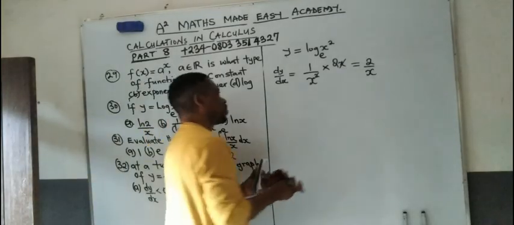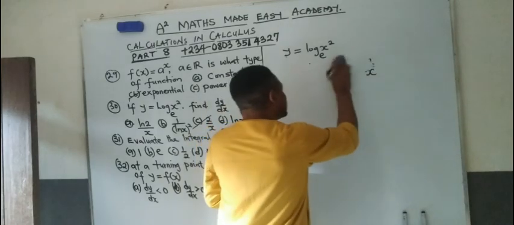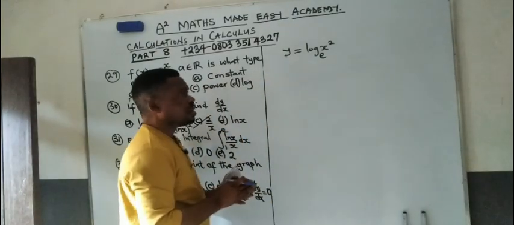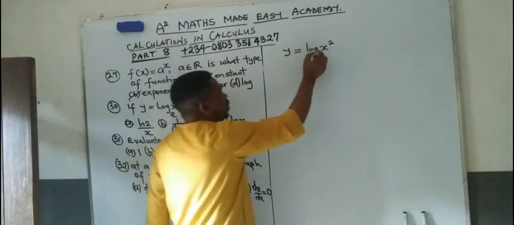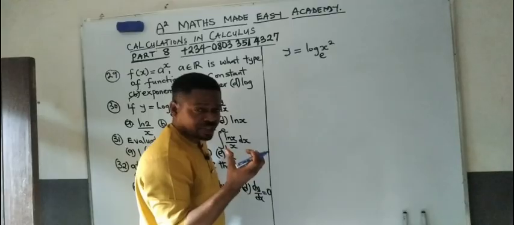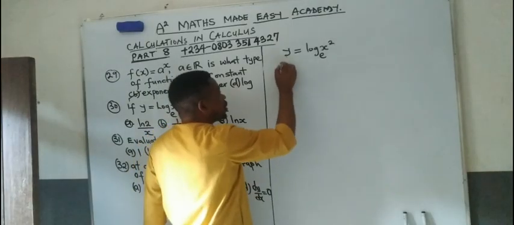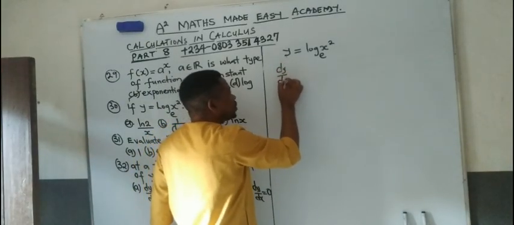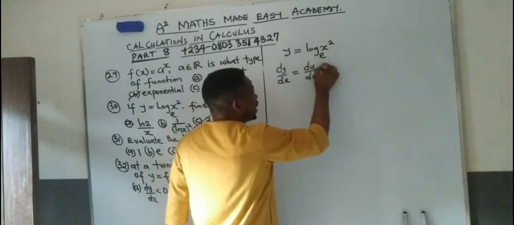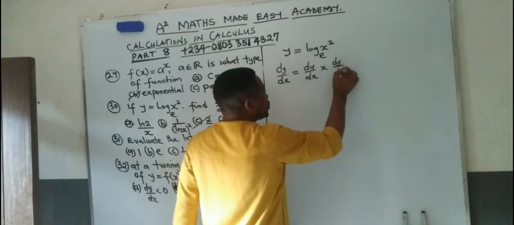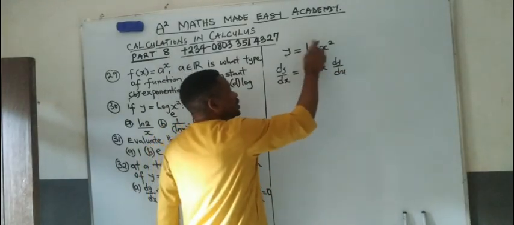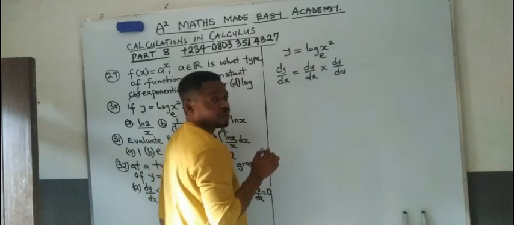Now if this is the shortcut, what about for those that are going to write the exam, or for those that want to know the format? What you are going to do is to apply what we call differentiation by chain rule. And what is chain rule? Chain rule says dy over dx is equal to du over dx, times dy all over du. Why is it chain rule? It is chain rule because it's talking about a single function, which is a logarithm function.